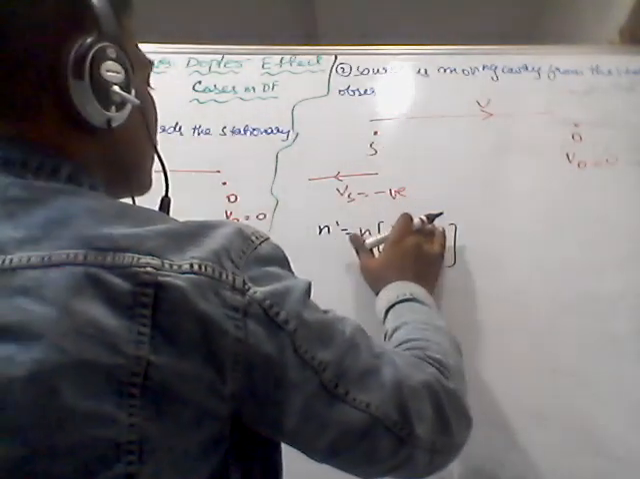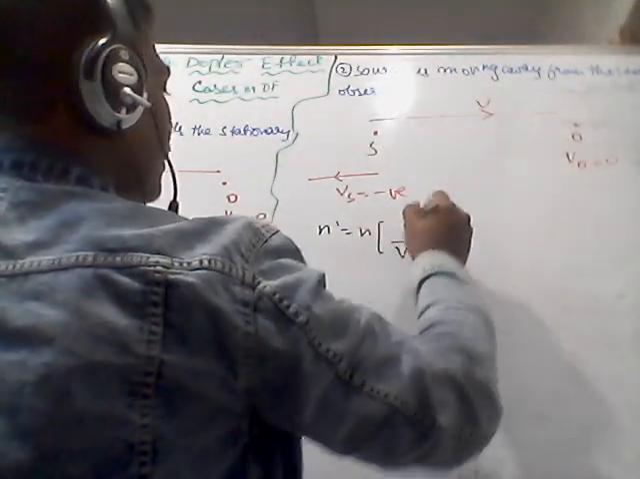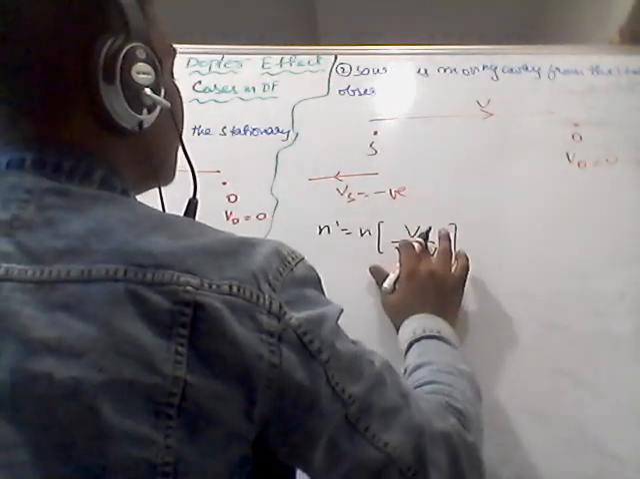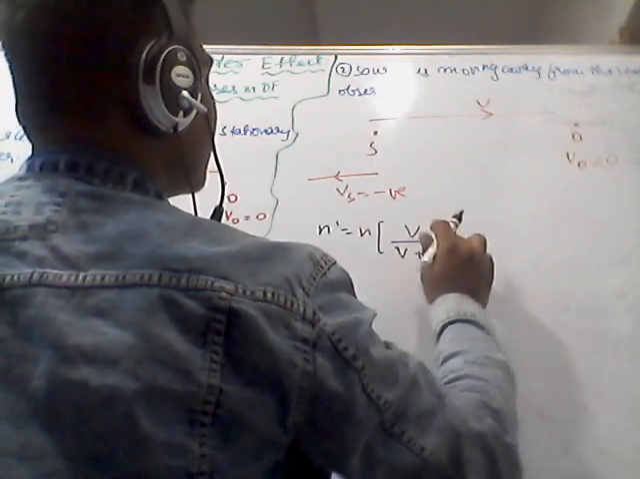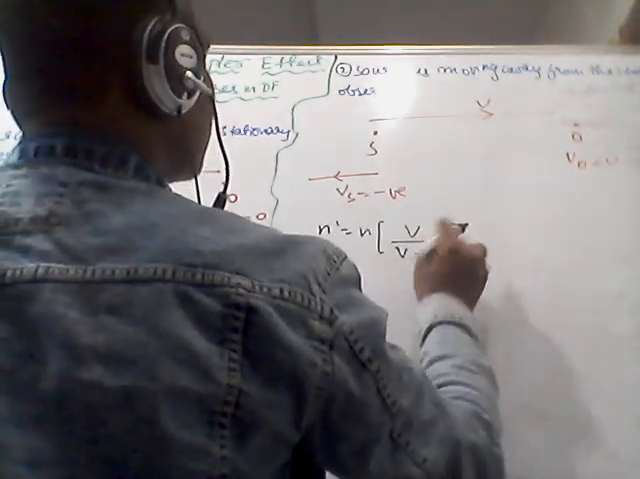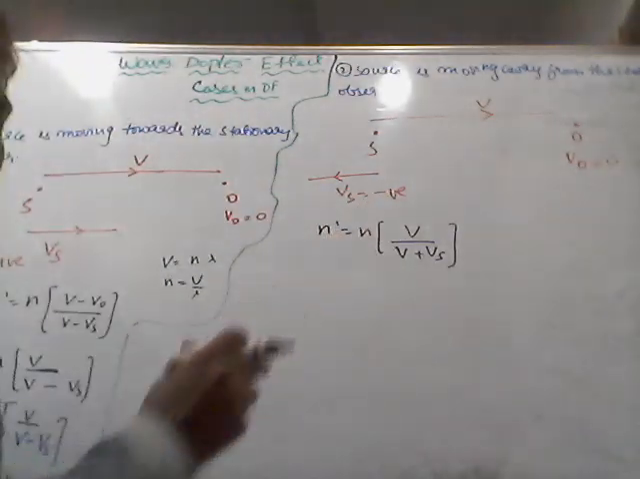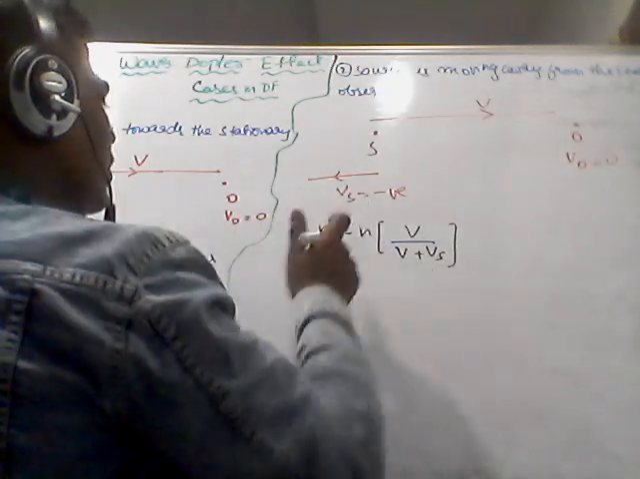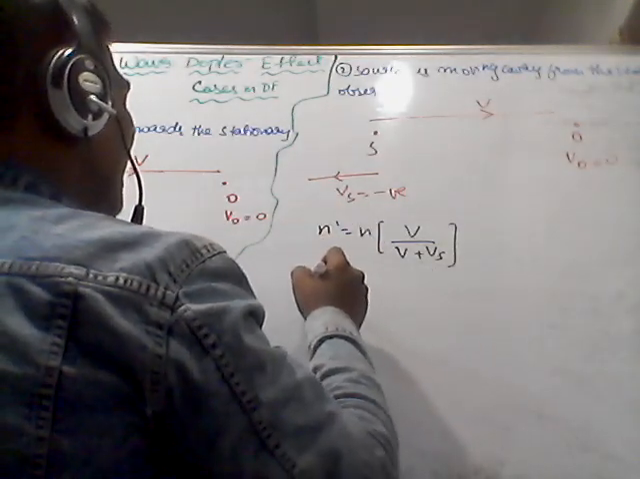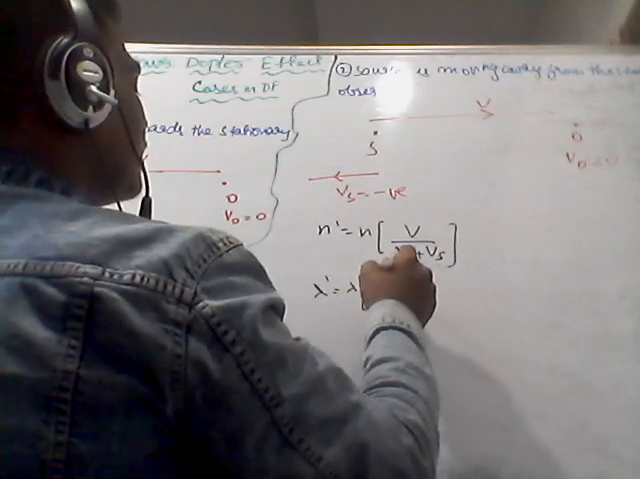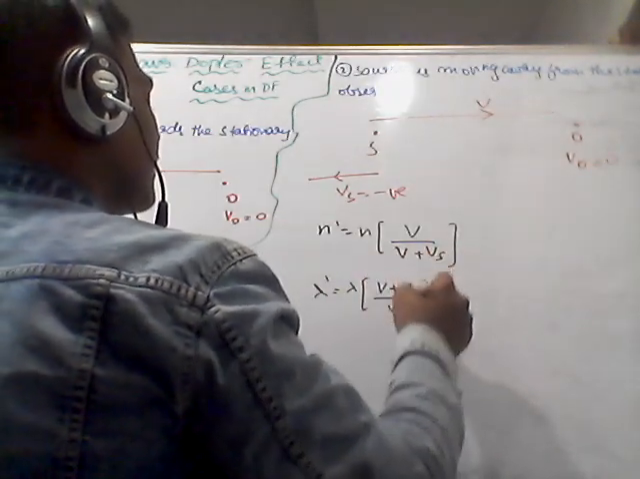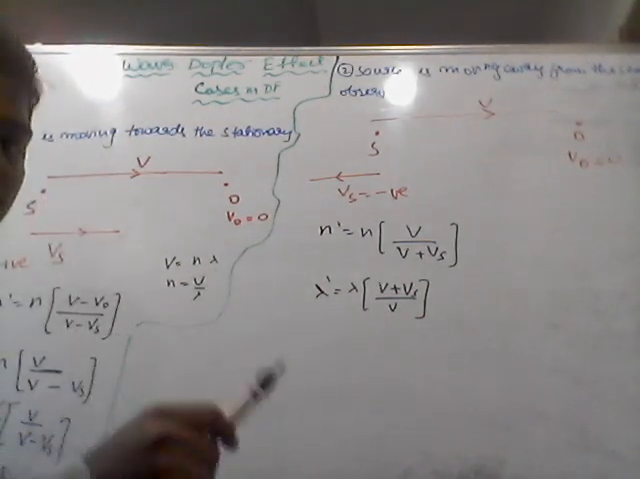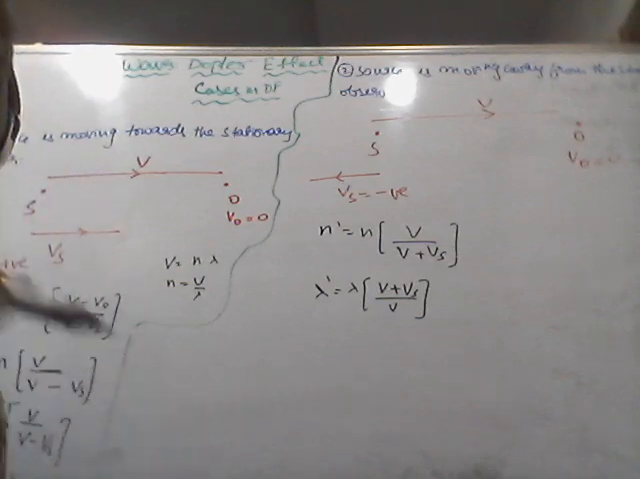Here v naught is 0, v only, vs is negative, means negative of negative, can I say it is positive? Yes or no? So n dash is equals to n into v by v plus vs, correct? Coming to the wavelength, just the reciprocal of the frequency is wavelength. Lambda dash is equals to lambda into v plus vs by v. This is the frequency, this is the wavelength. What is this case? When the source is moving away from the stationary observer.